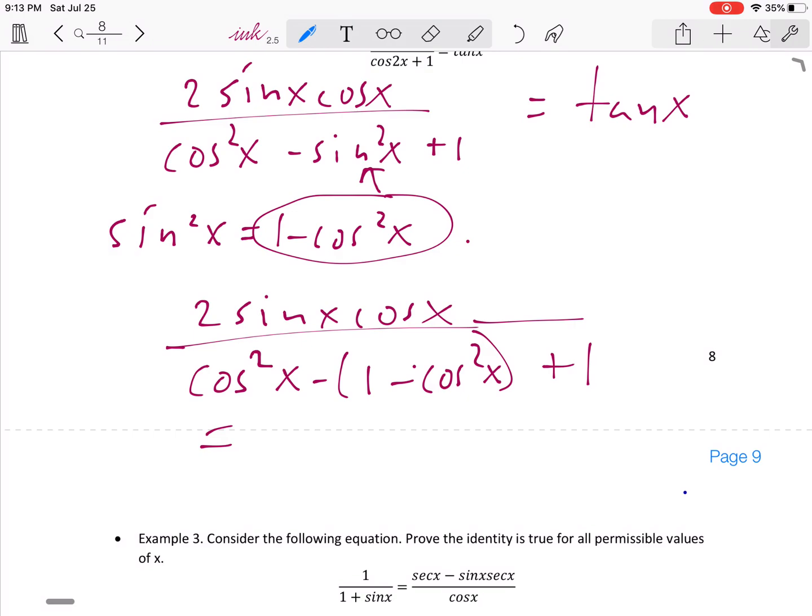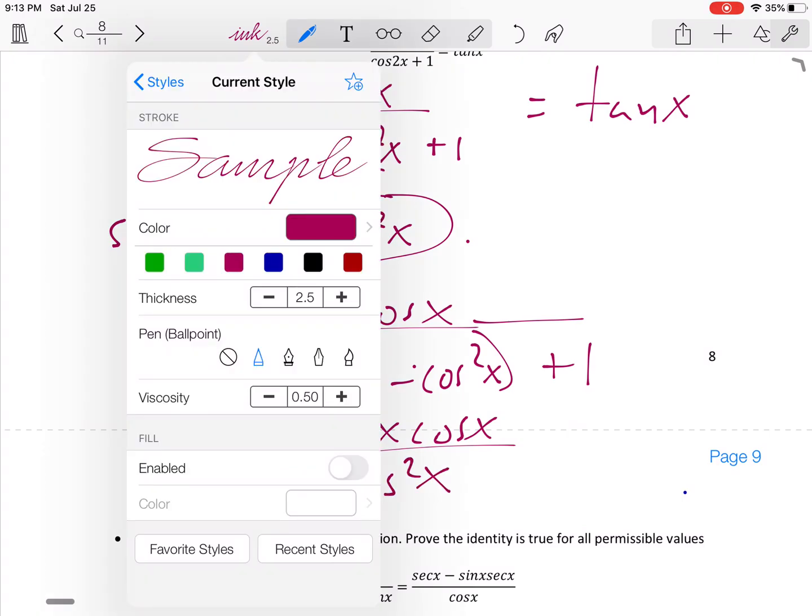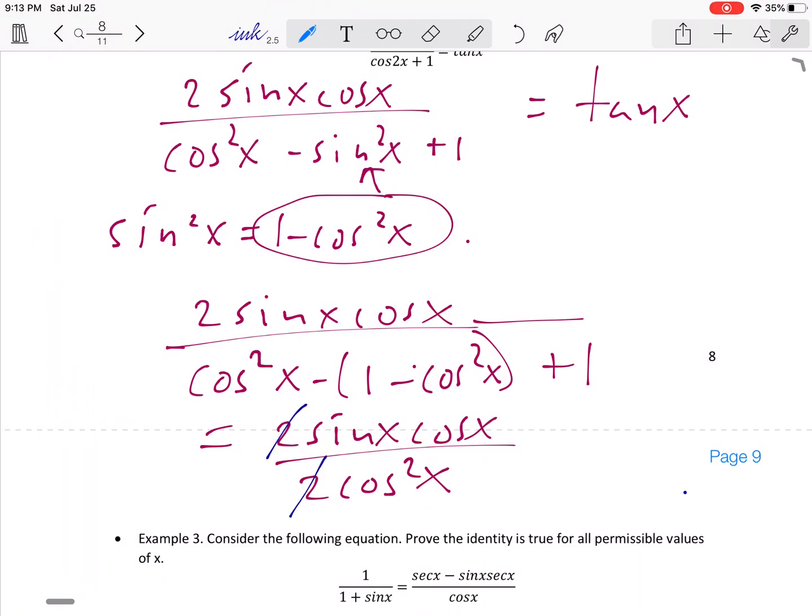And so that equals 2 sine x cosine x over, so the 1's are going to cancel out, and you're going to get 2 cosine squared x. And so what happens here is the 2's cancel out, and then the cosine is canceled at the top and the square, and so you get sine x over cosine x, which is going to equal tan x. Okay, and so again, you've got the left side equaling the right side.